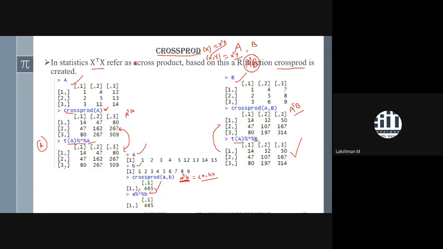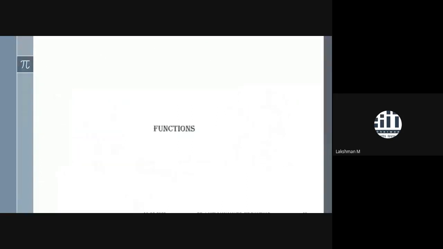So cross product, by definition, comes this way: A transpose B. That means the first argument will be transposed and multiplied with the second element. That is the meaning of this function. Now we will discuss how to create a function in R.